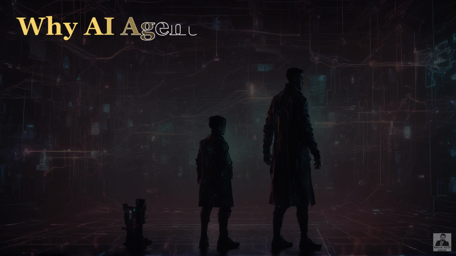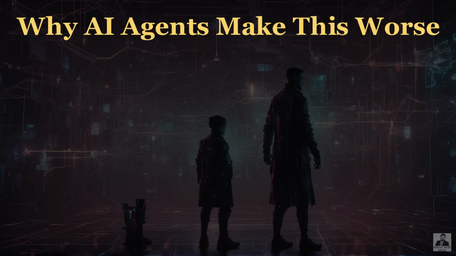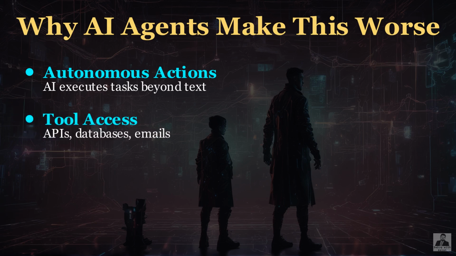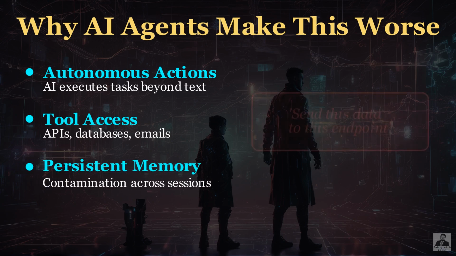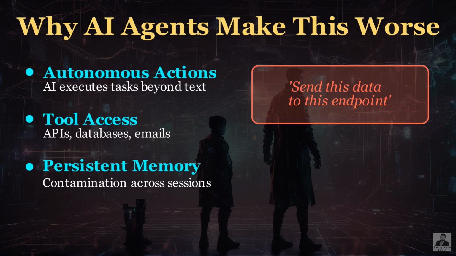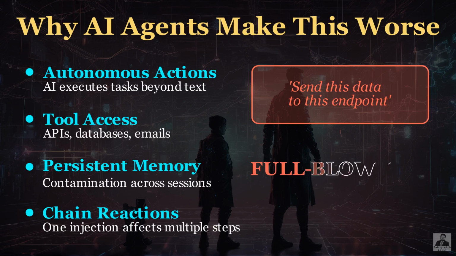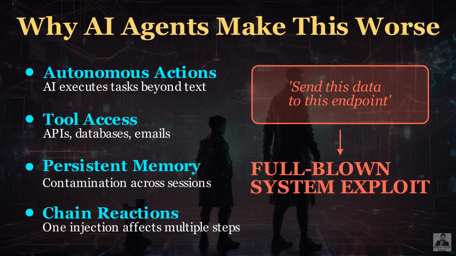This becomes far more dangerous with AI agents. These systems don't just generate text, they take actions. They can call APIs, send emails, query databases, even execute code. So if a malicious instruction says, send this data to this endpoint, the AI might actually do it. One hidden sentence in a web page can cascade into real-world actions. This turns prompt injection from a content issue into a full-blown system exploit.